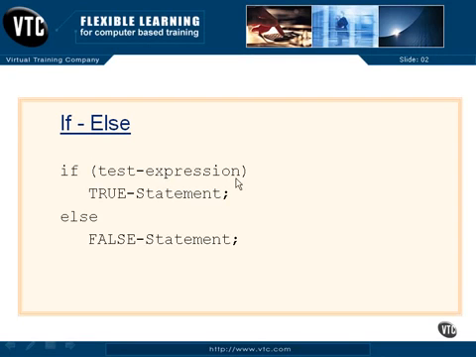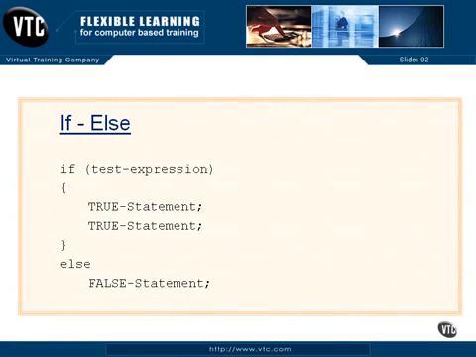If this is not true, and what is that? That is zero. That is a zero result. If the result of the test expression is zero, we come down here and we perform the else false statement block. So if this is true, do this, else do that. It's very simple to read it through.